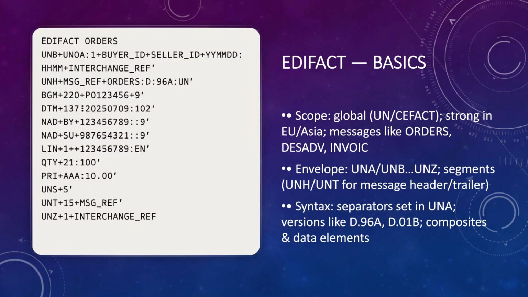Let's start with EDIFACT. EDIFACT is a global EDI standard maintained by the United Nations under UN/CEFACT. It's heavily used in Europe and Asia, and it's common in logistics, retail, and manufacturing. Typical EDIFACT messages include orders, order response, DESADVs, and invoices. Structurally, EDIFACT messages use an envelope made of segments like UNA, UNB, and UNZ, while each message type itself starts with UNH and ends with UNT. EDIFACT is very flexible, using components, elements, and configurable separators defined in the UNA segment.